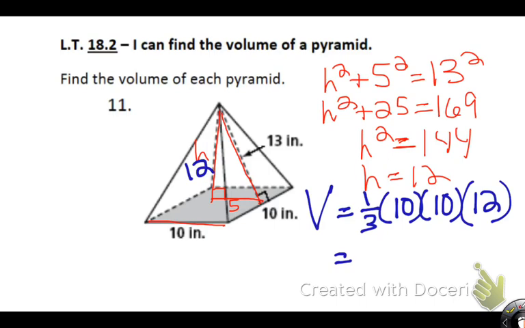So let me do that. So 10 times 10 times 12, and then we're going to divide that by 3, which is the same as multiplying by 1/3. So that's 400, that's cubic inches.